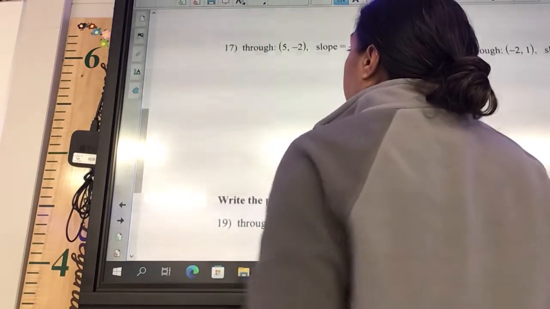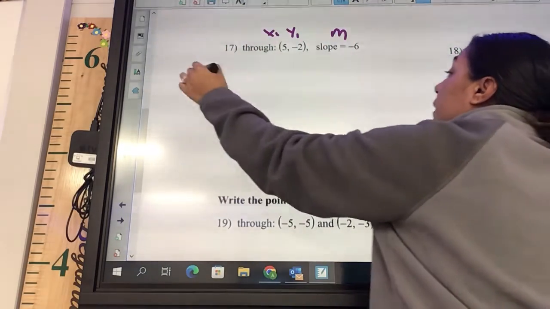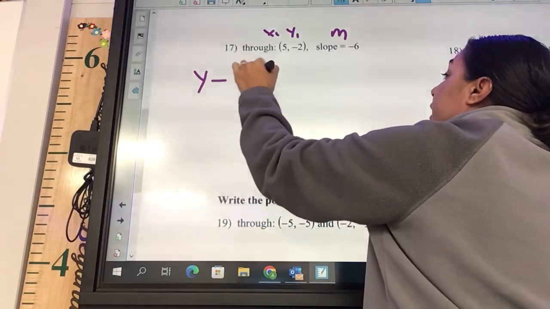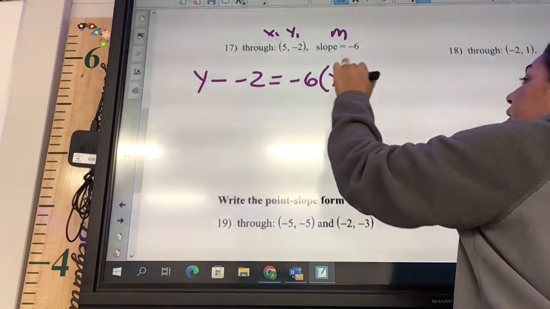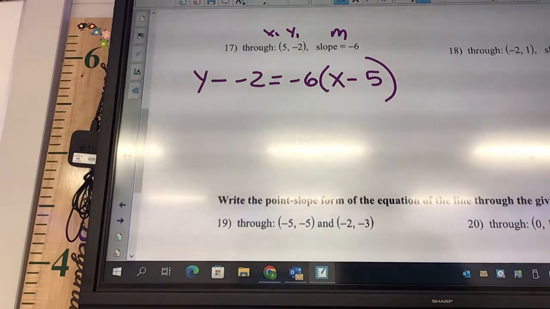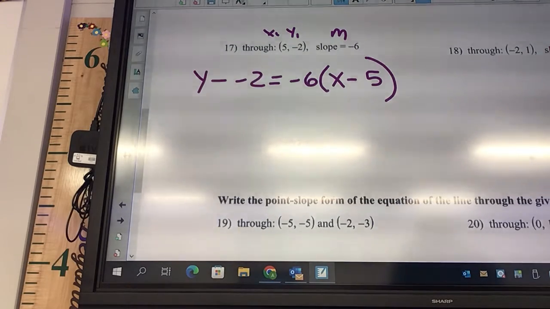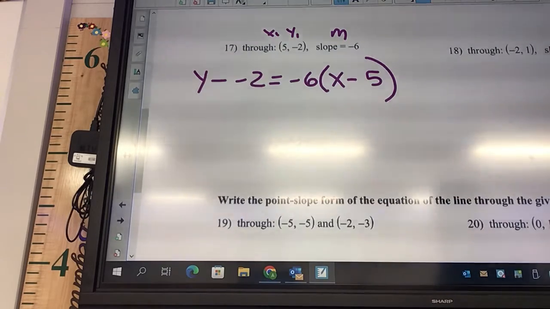16. Okay, 17, I got X1, Y1, and an M. So I got Y minus -2 equals -6 and x subtract 5. Good. Okay, so that is plugging in the point slope formula when we're given a point and a slope. The last section on here still says write in point slope.